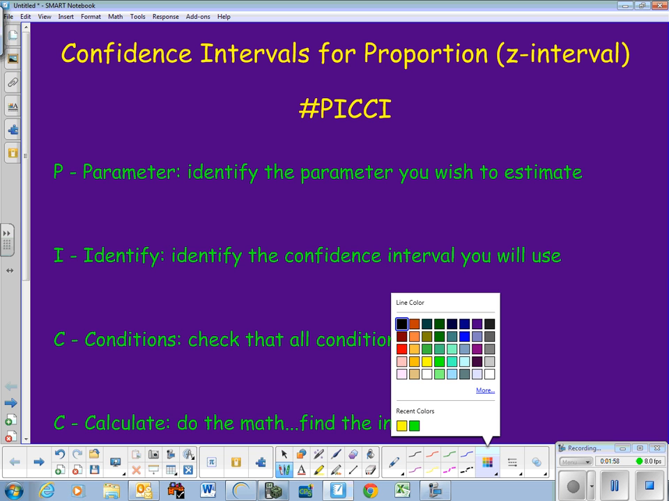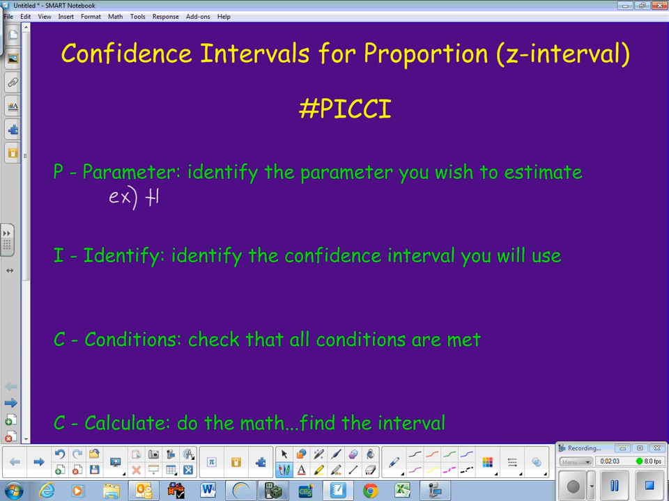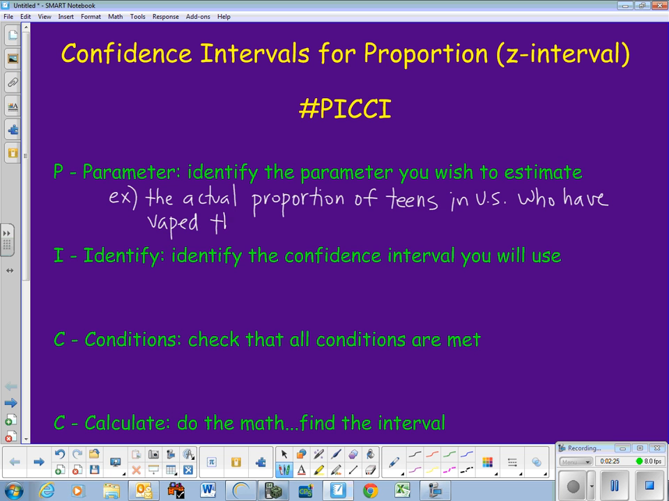All right, so for example, this might be the actual proportion of teens in America who have vaped this year. There's a good one. All right, vape as in smoked an electronic cigarette.